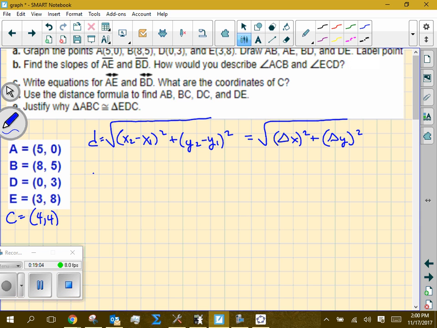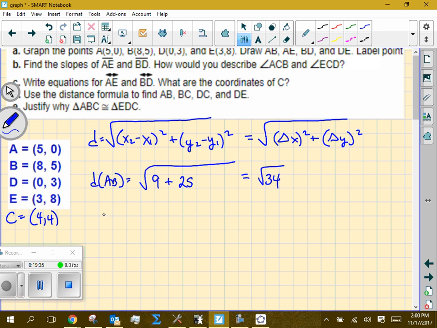But they want to find the distance of, what, A to B? Yeah. Okay, so I'm going to take these 2 points, A and B, and we'll subtract the x's. So what's 5 minus 8? Negative 3, and square that you get 9. And now we'll do the same thing with the y's. 0 minus 5 is negative 5, square that you get 25. So I add those two things together and I get radical 34, right?